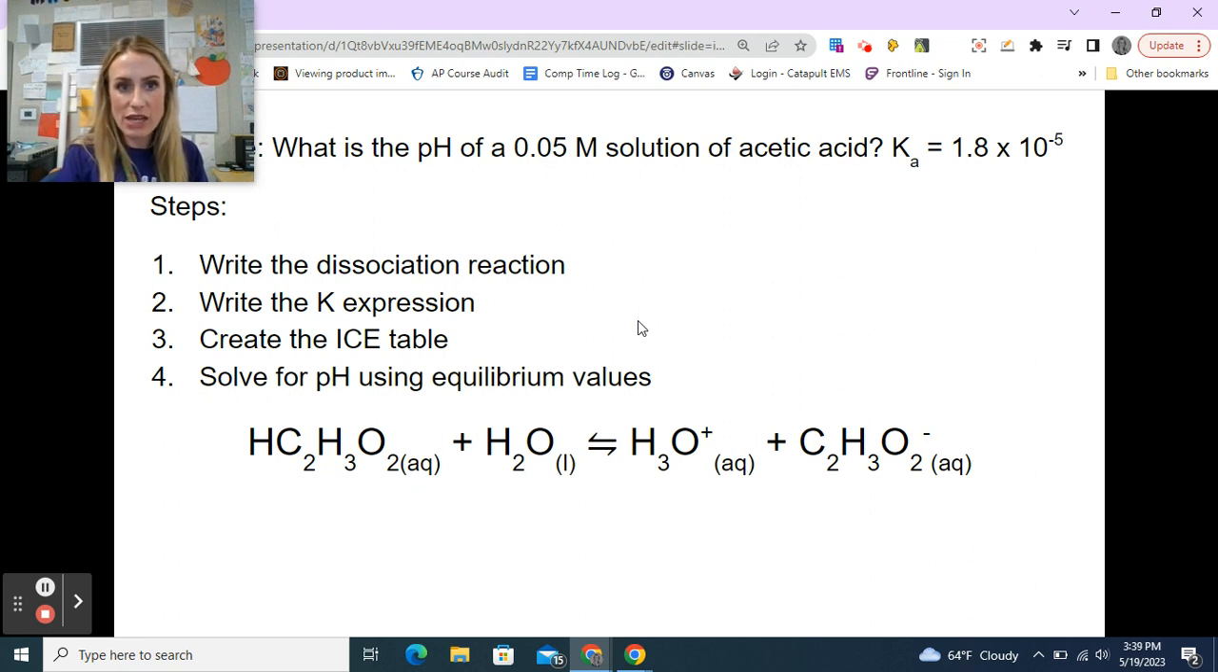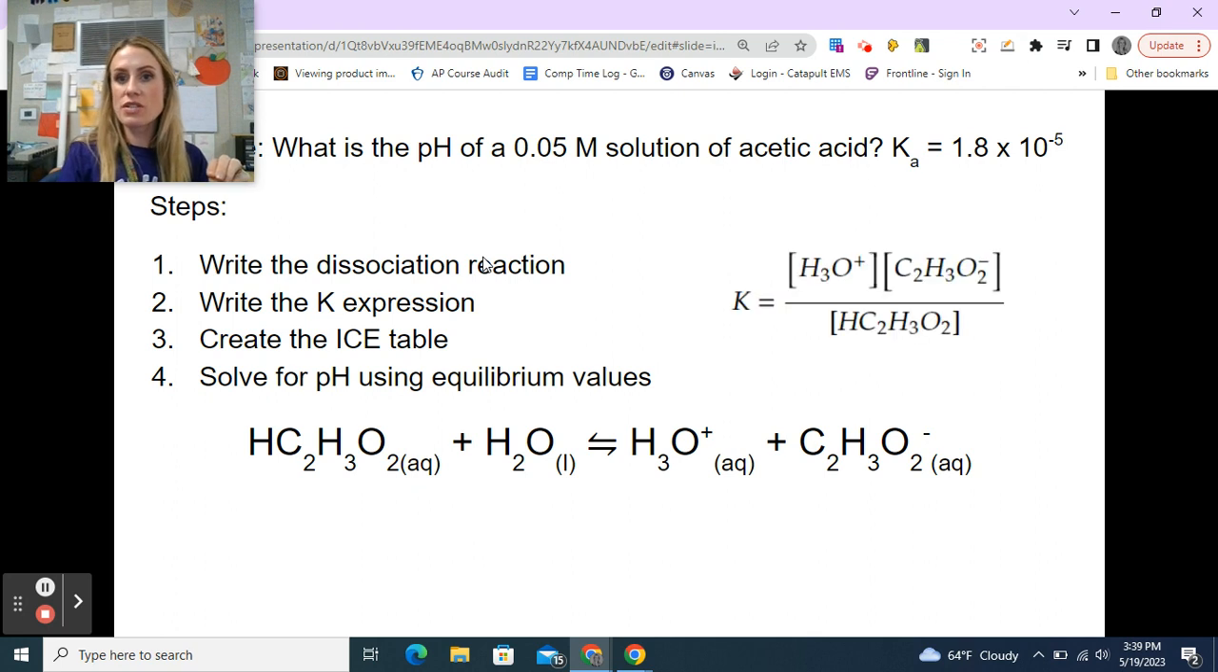So K equals products over reactants. And remember, I only include aqueous substances and gases in an equilibrium expression. So that means I also do not include this liquid water in my equilibrium expression. So I have my products, my hydronium ion and my acetate ion, and then I have my acetic acid on the bottom because that is my only reactant that I am including.